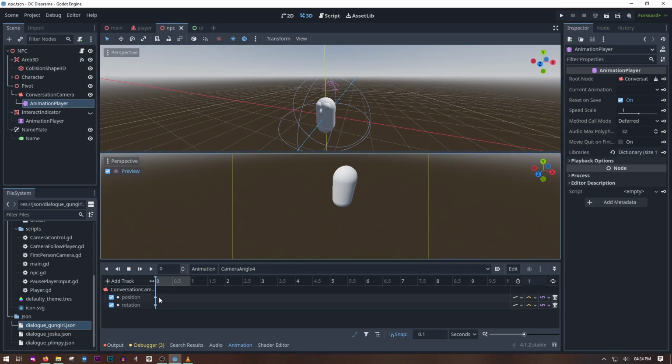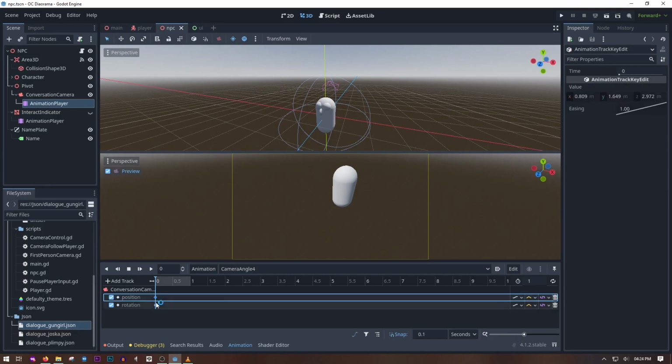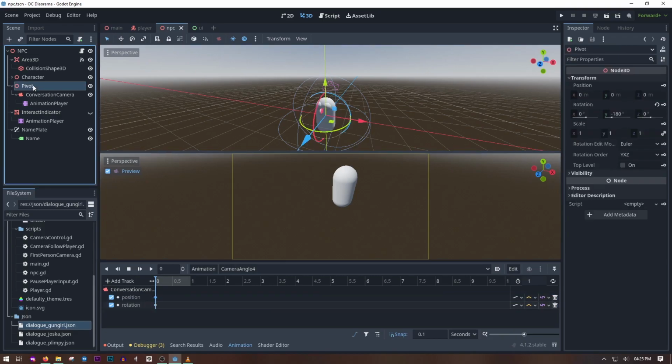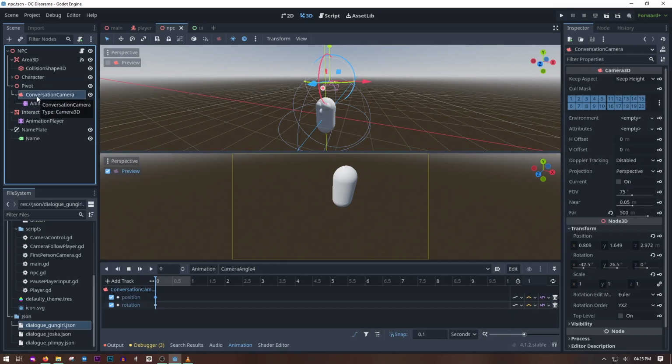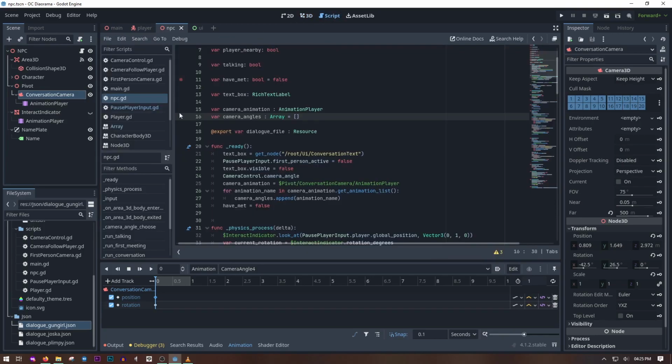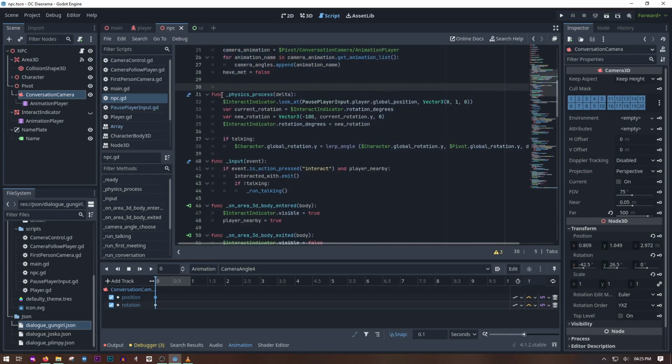It's an animation with a single keyframe of position and rotation for the pivot or the camera. I don't remember which one. Anyway, that gets added to the array. Have met equals false, because it's loading it in. You have not met them yet.